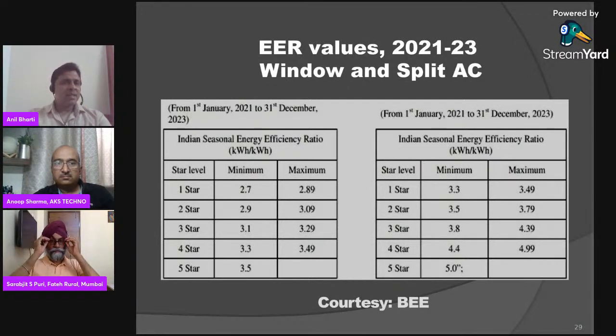Now these EER values are supplied by the Bureau of Energy Efficiency. Bureau of Energy Efficiency is a single organization which monitors the high energy guzzler equipments in India.